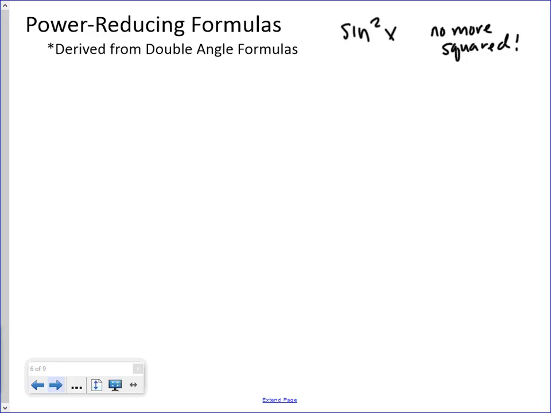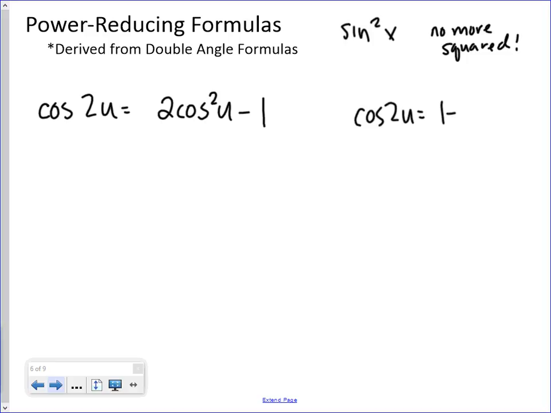Okay. So let's start with those 2 formulas. Cosine 2u is equal to 2 cosine squared u minus 1. And we also have cosine 2u is equal to 1 minus 2 sine squared u. Okay. So, why am I choosing these? Because they have the power. They have cosine squared and they have sine squared.